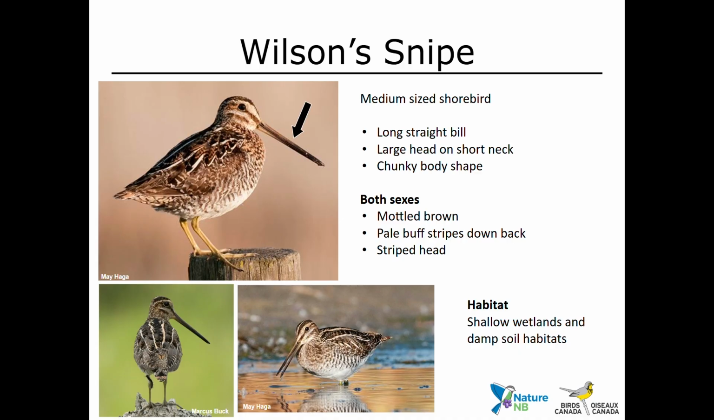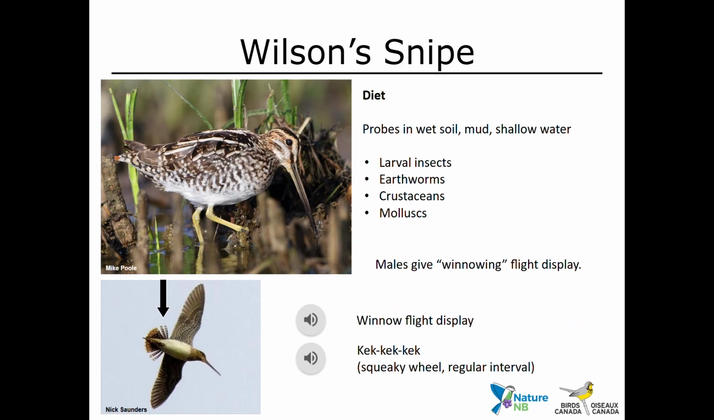And a striped head. And you can find Wilson snipe in shallow wetlands and damp soil habitats because of their diet, which is they probe in wet soil, mud, and shallow water, looking for larval insects and earthworms, crustaceans, and mollusks. And they make very characteristic vocalizations.